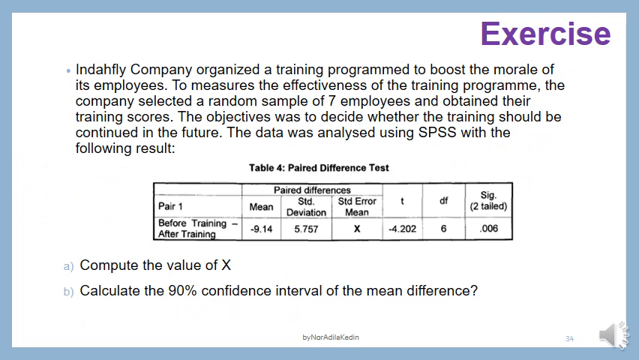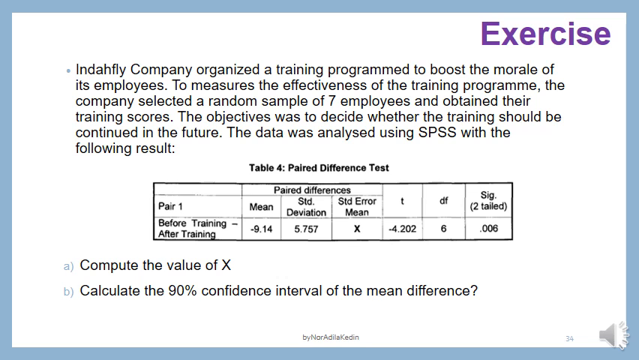so untuk last example ni, okay, exercise ni nanti awak cuba juga. Tapi again, I'm going to emphasize a few things here. Dia kata Indah Fly Company organize a training program to boost the morale of its employees. To measure the effectiveness of the training program, the company selected a random of 7 employees and obtained their training scores. The objective was to decide whether the training should be continued in the future. So the data was analyzed using SPSS.